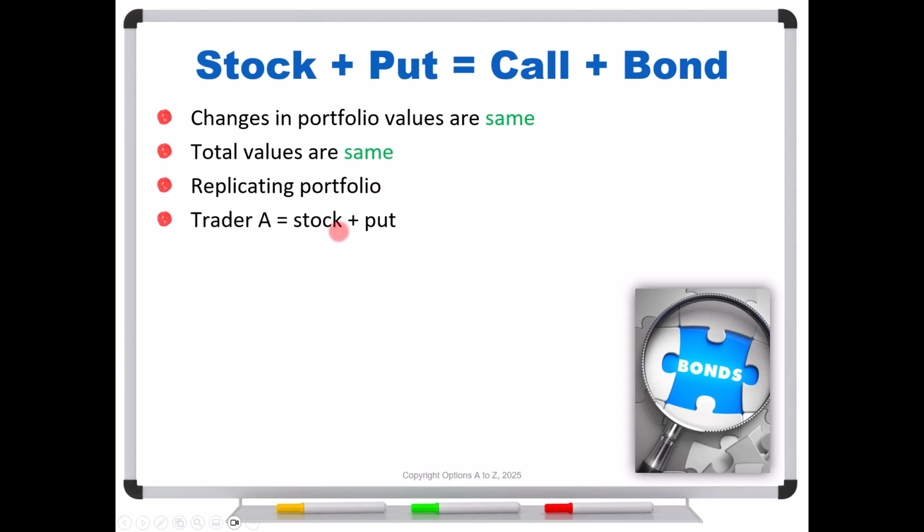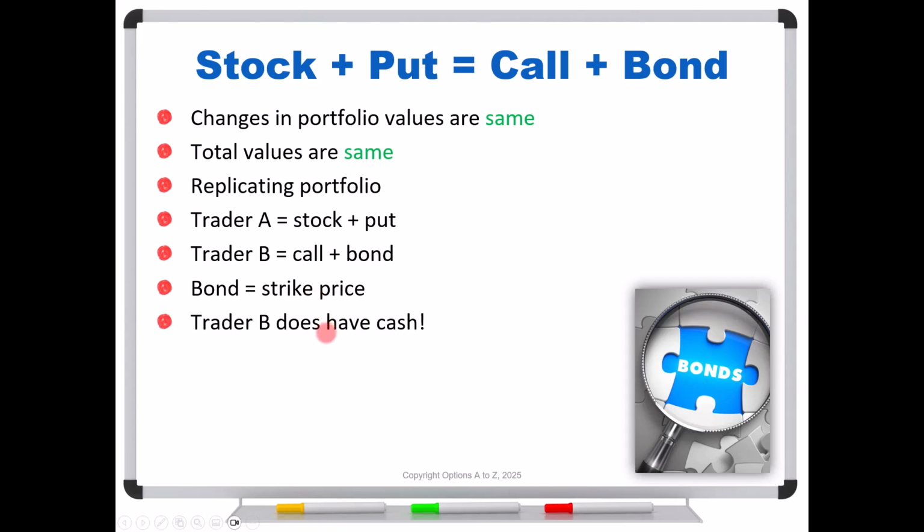So let's do the same exercise again. Trader A holds stock plus put, which is what was held before. Trader B holds call plus a bond. And again, remember that the bond equals the strike price. So now notice that Trader B does have cash. This will be important later. In the first scenario, Trader B did not have cash. He just had the call option.